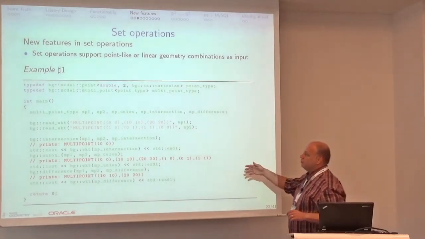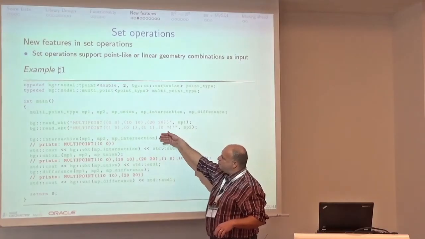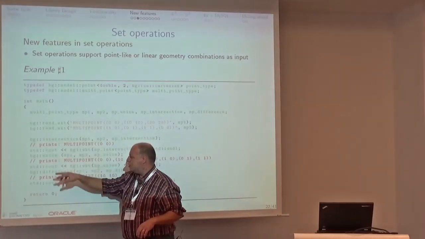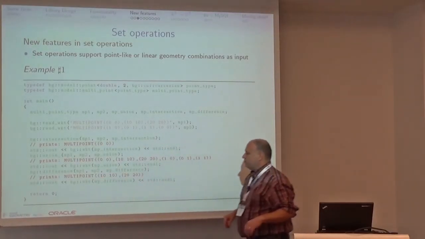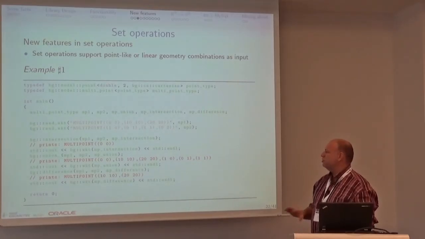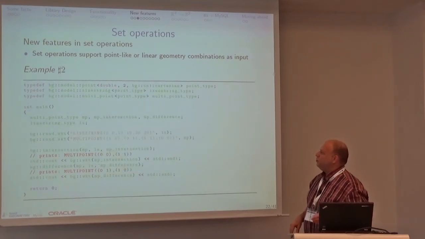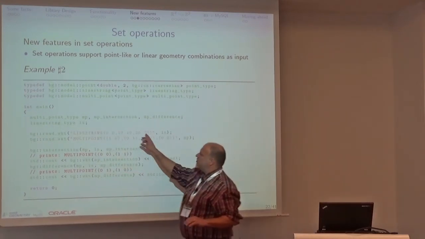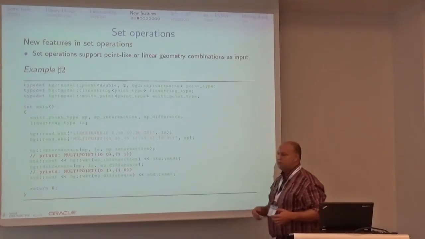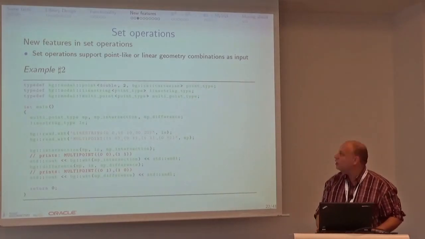Here's another example. We have two multi-points here, and I'm able to compute now the intersection by calling the intersection algorithm. I compute the union, I can compute the difference, and so on and so forth. So this is something that you can do now, for the past 2 years, well, not 2 years, less than that, but right now you can do it. And here's another example. I can get a linear geometry, which is this line string here, and a multipoint here. And now I can compute their intersection or their difference. Okay.